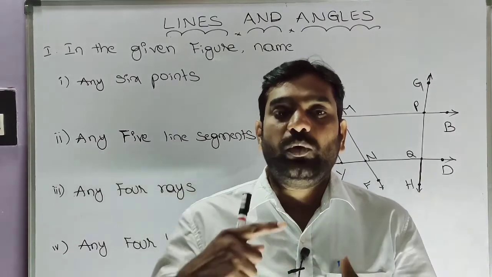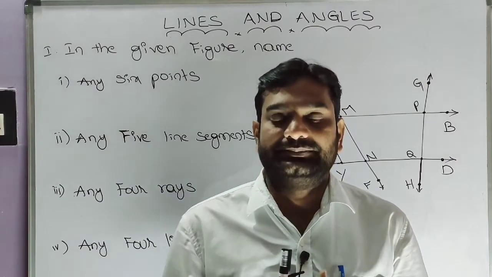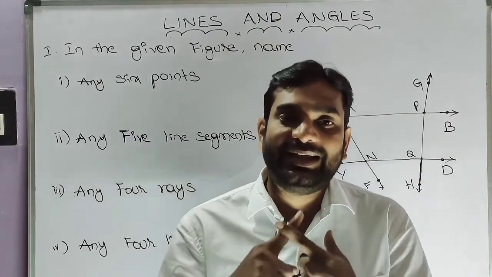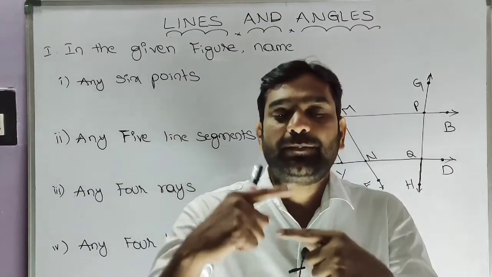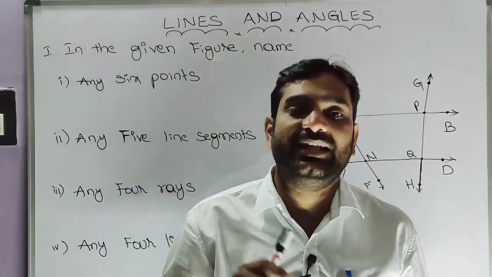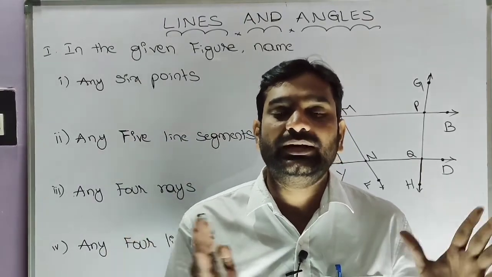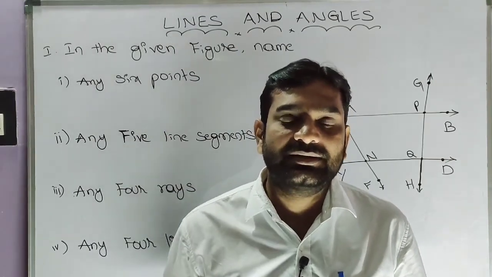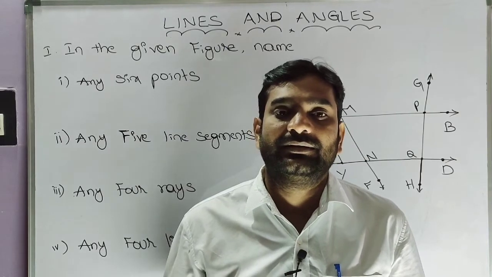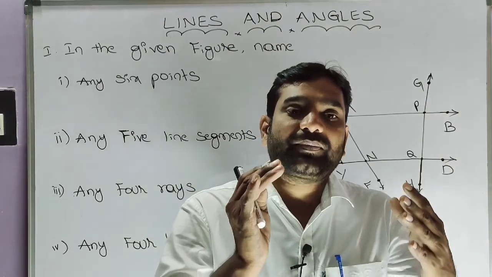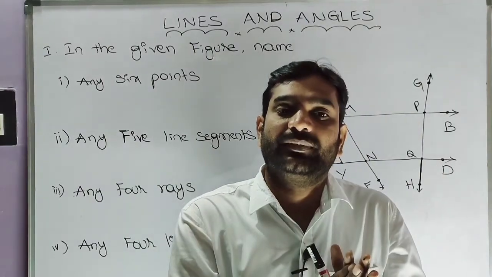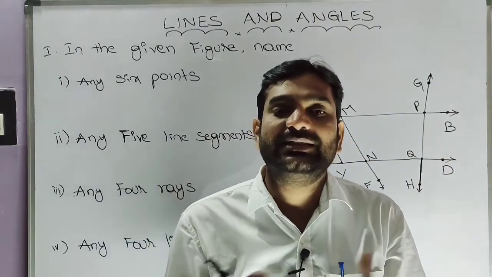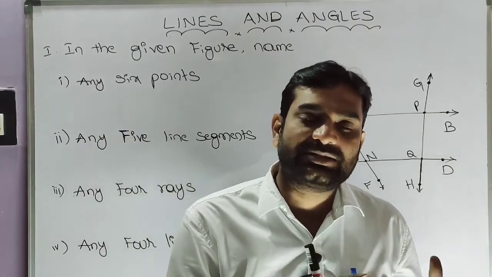If two lines have no common point, those lines are parallel. If they have one common point, they are intersecting lines. If two lines are parallel and another line intersects them, that line is called a transversal. Then totally 8 angles occur: corresponding angles, alternate interior angles, alternate exterior angles, and on the same side of the transversal, consecutive interior angles and consecutive exterior angles. These types of angles occur. Yesterday I explained this to you.